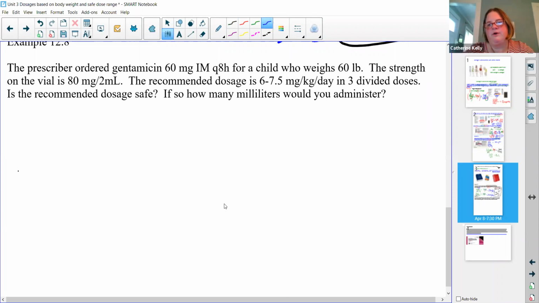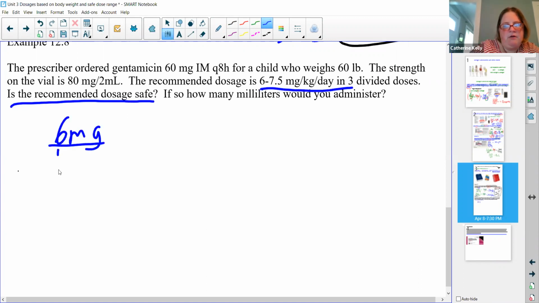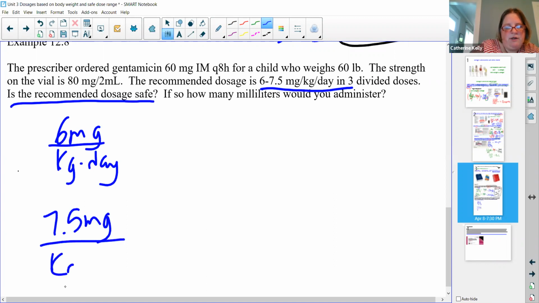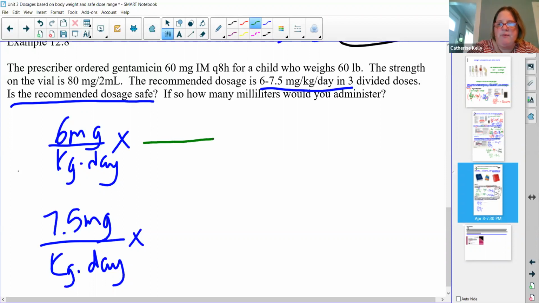So all I want to know right now is, is the recommendation safe? So I have my lowest that I can give my patient is 6 milligrams per kilogram per day. And the highest I can give my patient is 7.5 milligrams per kilogram per day. So depending on this patient, let's see how much I can give. It's in per day. So 6 milligrams per kilogram per day, and the patient weighs 60 pounds. So it's a little bit more difficult because you have to put pounds into kilograms.